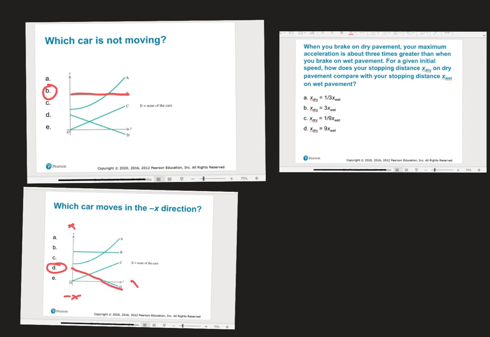Now here, when you brake on dry pavement, your maximum acceleration is about 3 times greater than when you brake on wet pavement. For a given initial speed, how does your stopping distance x dry on dry pavement compare to your stopping distance x wet? So we know that your maximum acceleration is 3 times greater on dry pavement, so wet would be 1/3 of what it could be. So we know that dry would be 1/3 of wet.